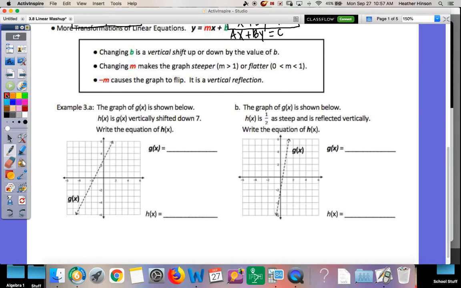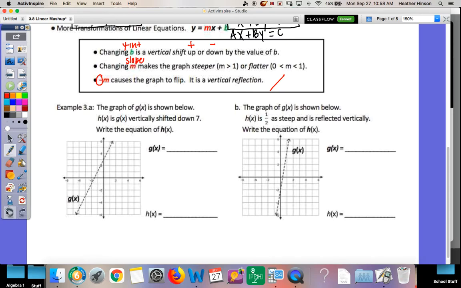Okay, next section, we're going to look at more transformations on these equations. So remember, changing b, changing your y-intercept, that's going to be a vertical shift up or down. If it's positive, it's going up. If it's negative, it's going down. Changing the m, which is your slope, that makes the graph steeper if it's greater than 1, or flatter if it's between 0 and 1. When that m is negative, that's going to cause your graph to flip, which is a vertical reflection. So instead of going up, it's going to go down.